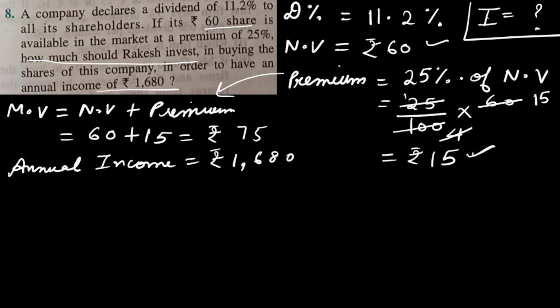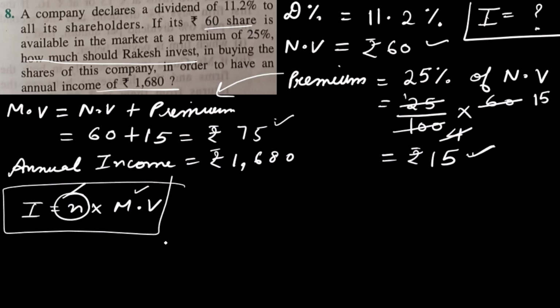Again, only three formulas are there. First of all, decide which formula we have to use, then accordingly you can proceed with the question. Investment is what we have to find, and its formula is N into MV: number of shares into market value. This question is exactly similar to the previous one. We don't have the information about the number of shares, but we have the market value, which we calculated. So here we need N, which means at the start we can't use this formula.